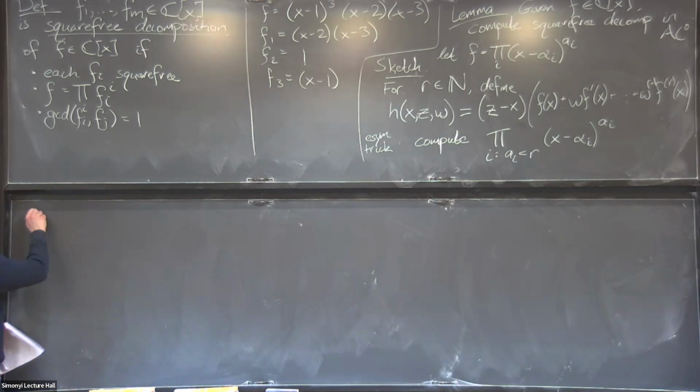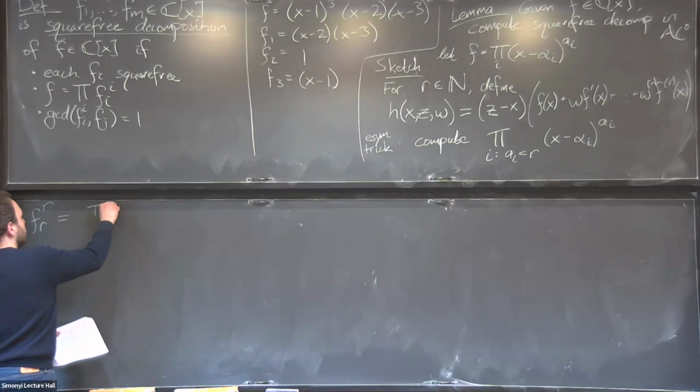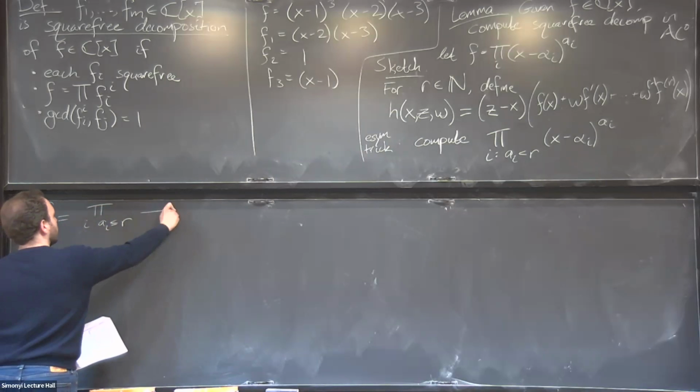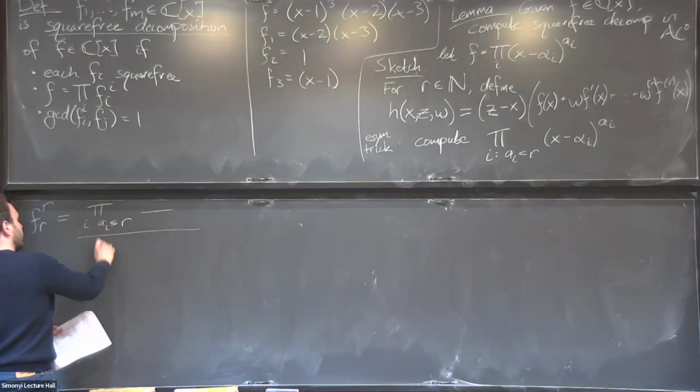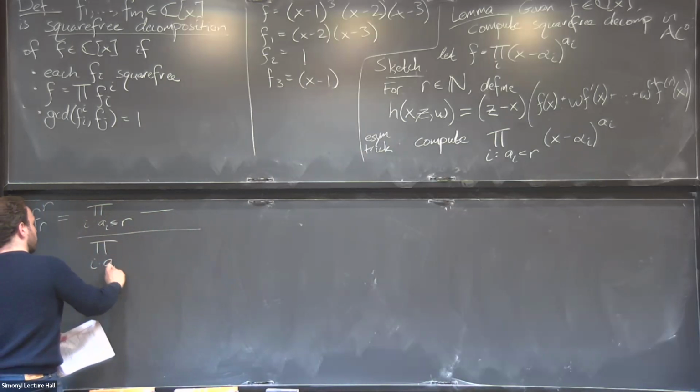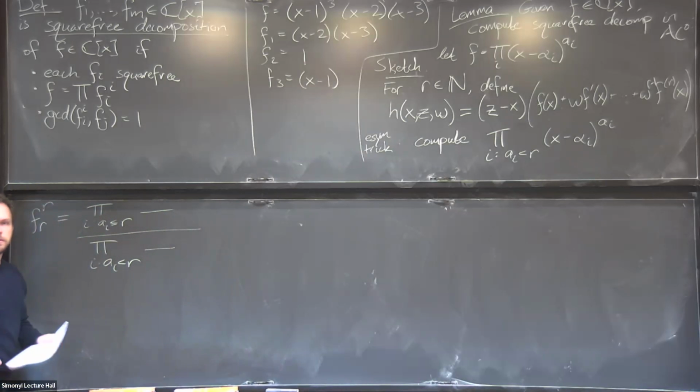So now we're almost done. If you look at the rth part of the square-free decomposition, I want the factors that appear with multiplicity exactly r. Well, what is this? This is a quotient. This is the factors with multiplicity at most r divided by the factors of multiplicity less than r. I can compute the top and bottom in constant depth. And we saw how to take quotients earlier.